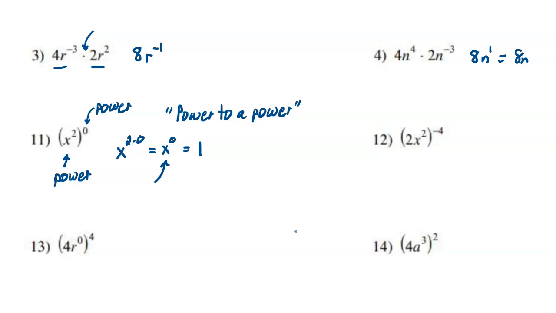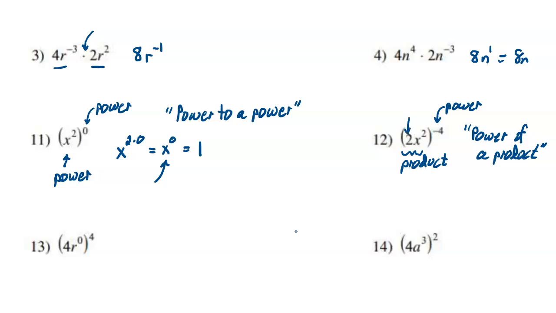Okay, number 12. This time, there is a product. The product contains the coefficient 2 and the variable x to the second power. That product is being raised to a power. So this type of problem is called a power of a product. To find a power of a product, you raise each factor of the product to the power.